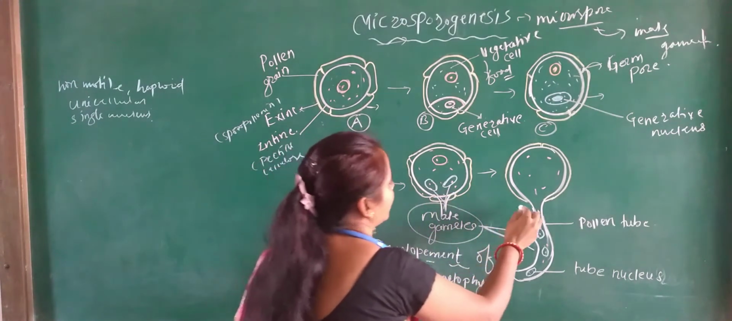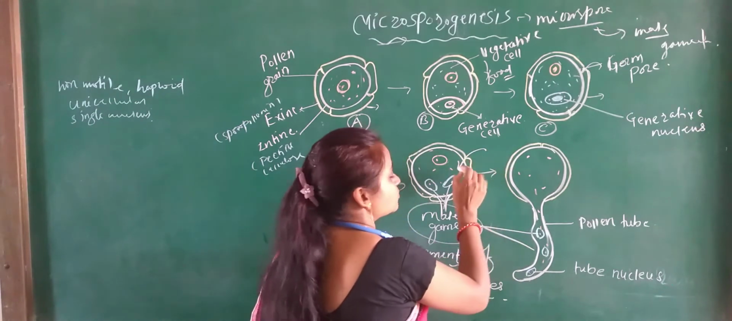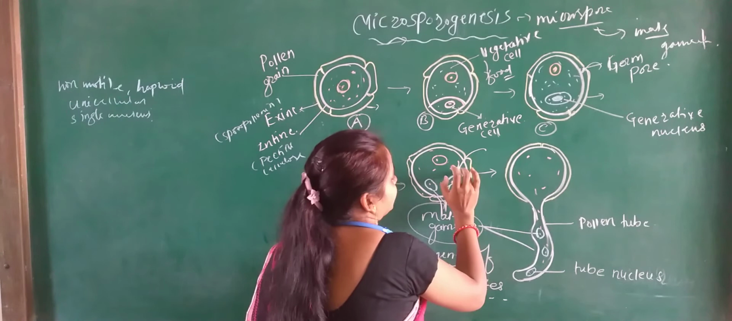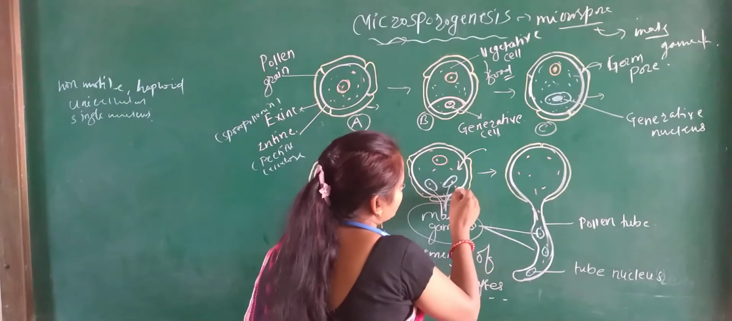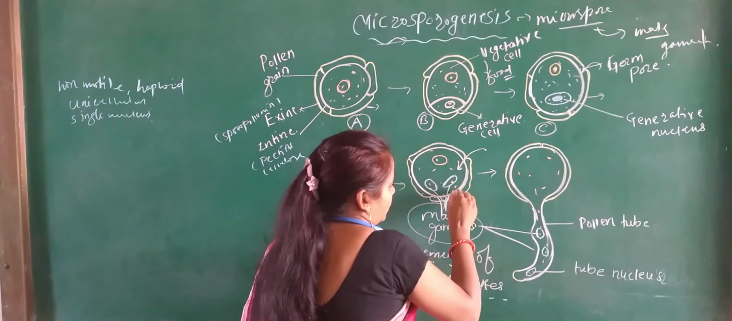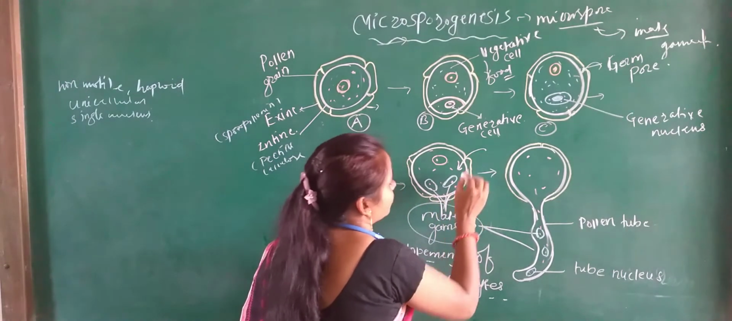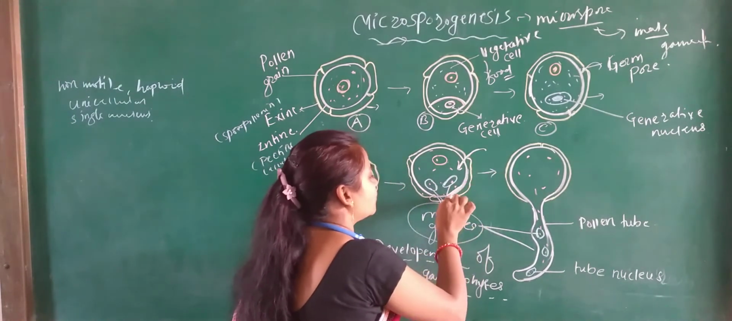Here, through the pores, it absorbs some of the atmospheric material, and in that, the inner layer in time absorbs the water and it bursts and it comes outside.